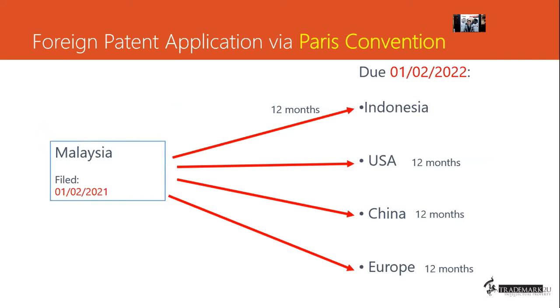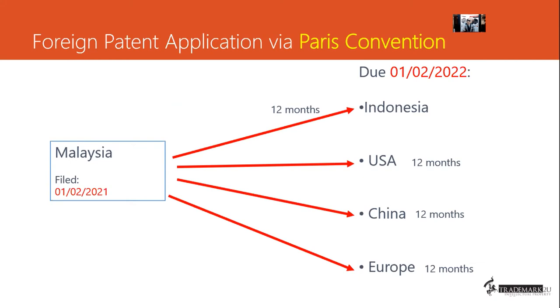If you do not file within the 12 month period, then you are not able to claim the first date of filing as per the Malaysian priority date, which is on the 1st February 2021. And then any disclosure will actually render your patent application being struck off in the respective jurisdictions, okay? Because you lost the protection of the priority date period already, okay?